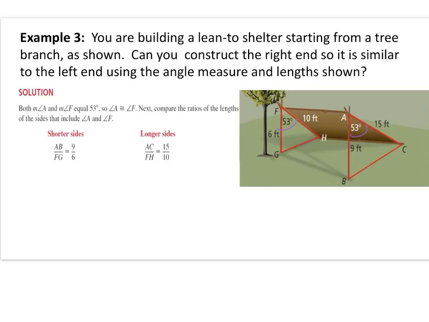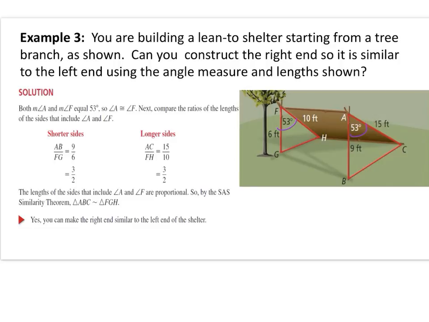Next, compare the ratios of the lengths of the sides that include angle A and angle F. So that's going to be this side length FG compared to length of AB, and then FH compared to AC. And so we're going to start with our shortest sides. So AB compared to FG, so 9 divided by 6. And then your longer sides, AC compared to FH, which is 15 over 10. Always simplify your ratios. So we simplify both ratios down to 3/2.